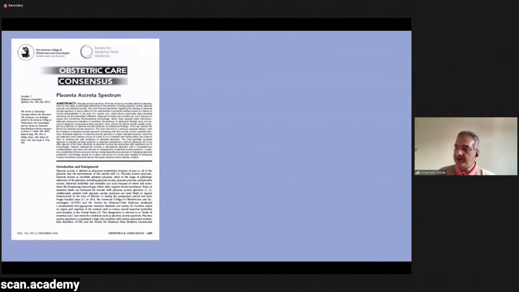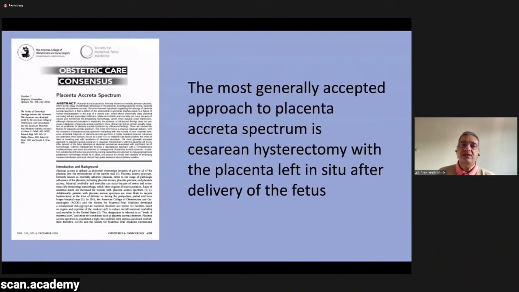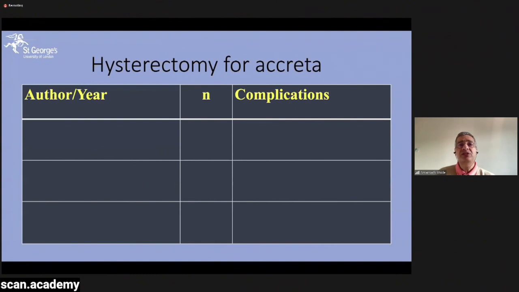And this document, the placenta accreta spectrum document, comes from the Society for Maternal-Fetal Medicine in 2018, an Obstetric Care Consensus. And they say that the most generally acceptable approach to placenta accreta spectrum is cesarean hysterectomy with the placenta left in situ after delivery of the fetus. Worldwide, this is the most commonly performed procedure for placenta accreta spectrum. But let's see what happens to these cases where the primary treatment is hysterectomy.